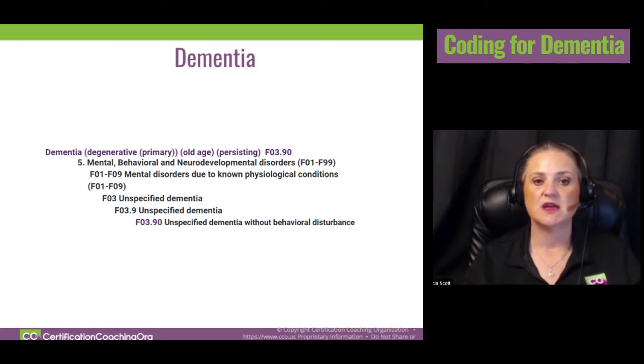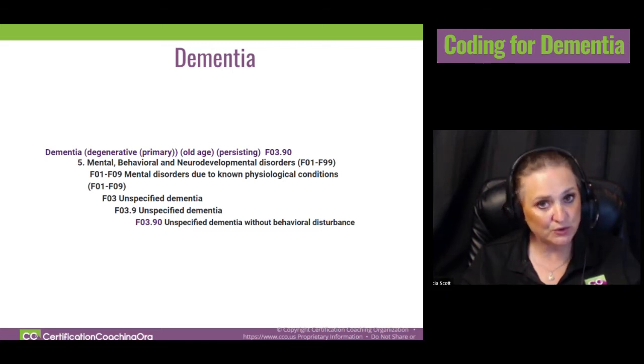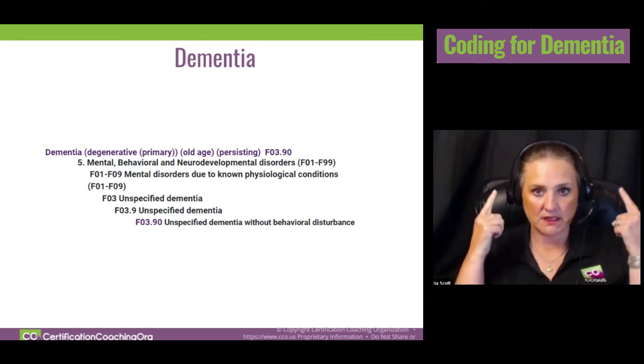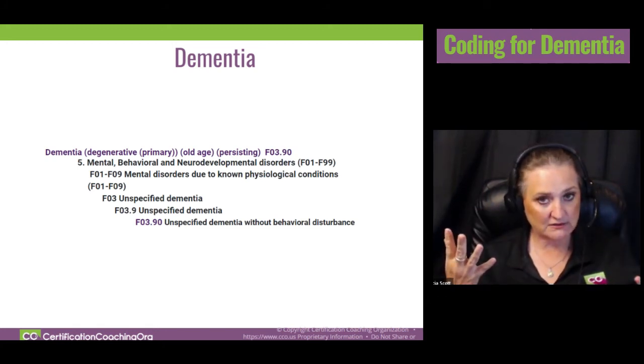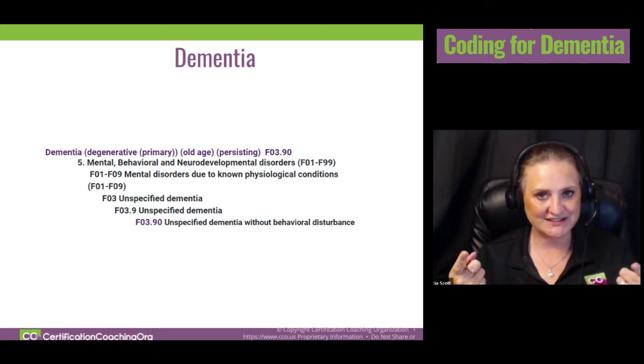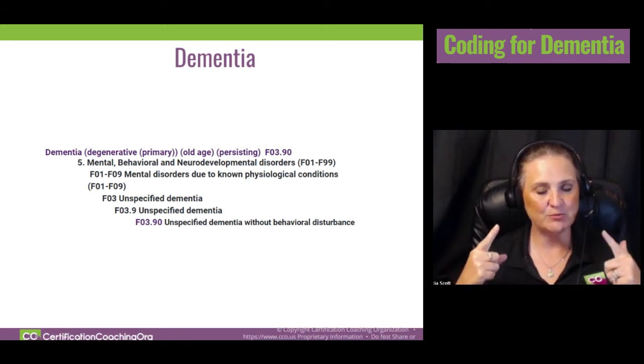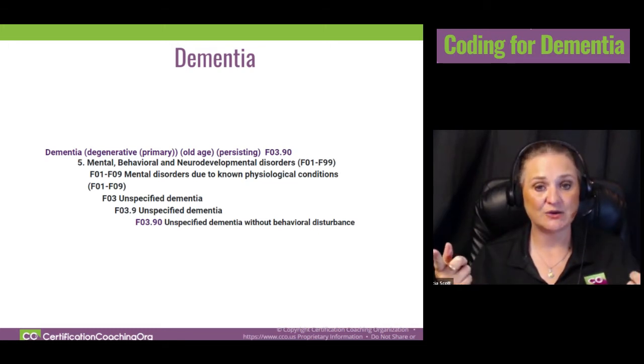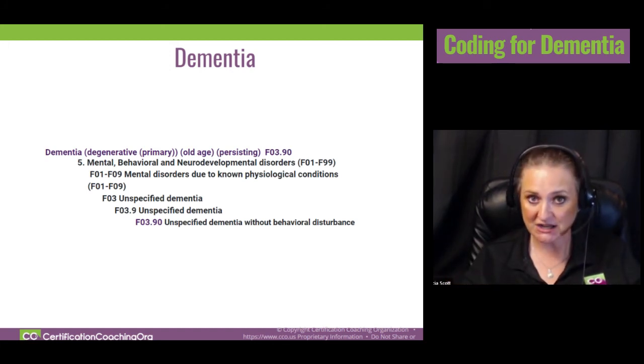Degenerative neurons. And then it breaks down and says that F01 through F09 are mental disorders due to a physiological condition. So again, mental, memory, think of it that way. Why? Because a physiological condition is happening. Thus, the neurons in the brain are degenerating, or there's a problem with the neurons. That would fall under dementia.